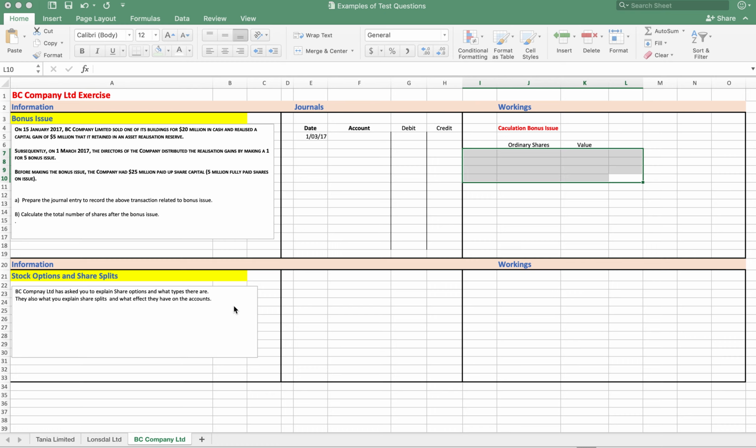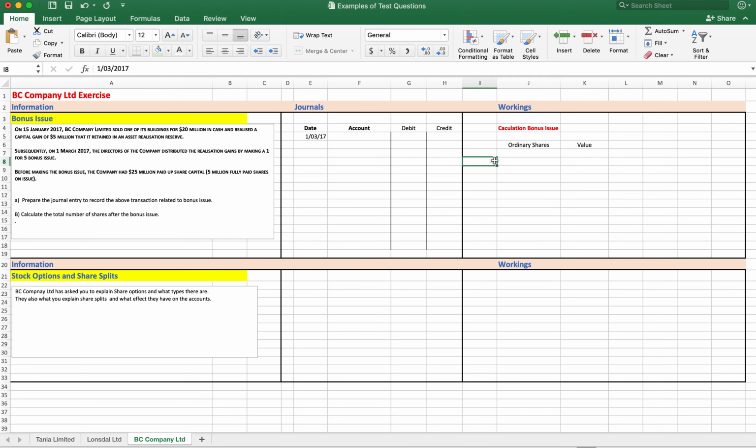So as this company obviously isn't a property trading company, that's just a capital gain, it doesn't go through the P&L, the income statement. Okay, so then on the 1st of March, the directors of the company distributed the realised gains by making a 1-for-5 bonus issue. Before making the bonus issue, the company had $25 million paid up share capital, 5 million fully paid shares on issue. What we need to do is prepare the journal entries to record the above transaction related to the bonus issue. Calculate the total number of shares after the bonus issue.